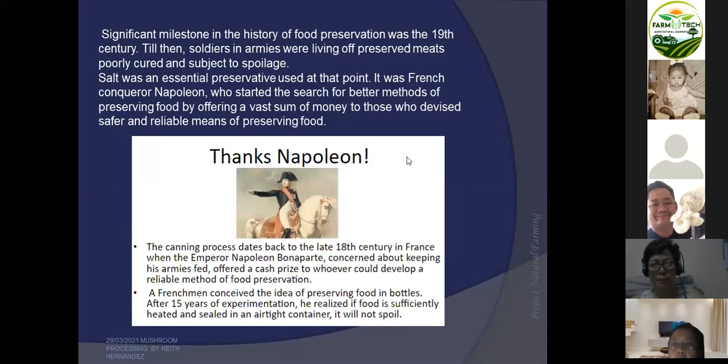O, di, hawakan mo. Sabay ganun, no? Tikman mo. So, significantly, etong processing na to became a milestone sa history of food preservation was the 19th century. Kasi dati, yung mga soldiers in the army were living off preserved meats, poorly cured and subject to spoilage. Madaling masira, bumabaho. And they travel around.